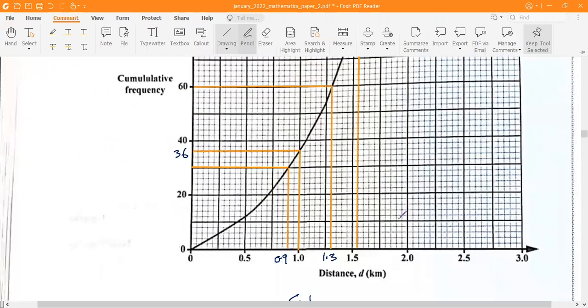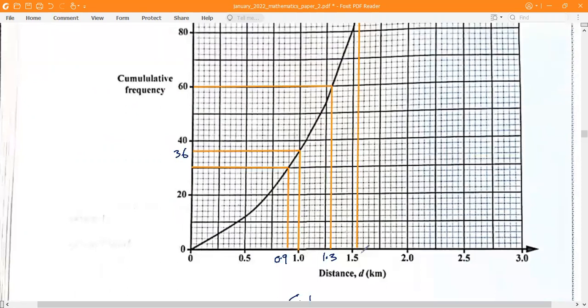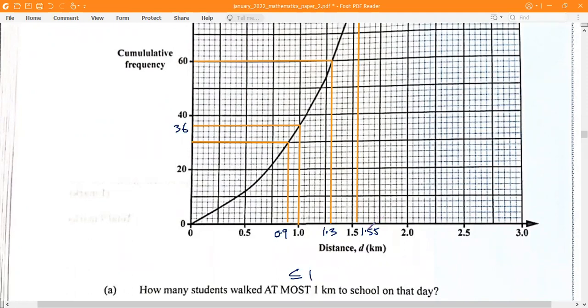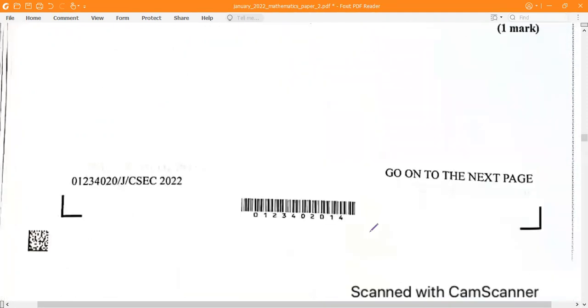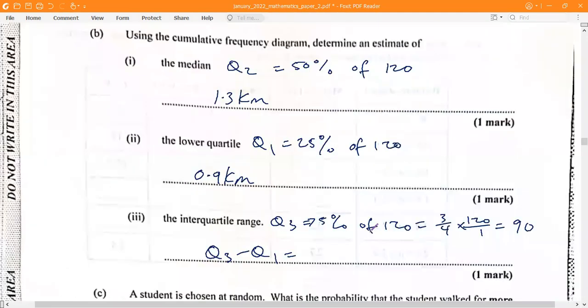So this will be 1.55, since we are going up in 0.05 at a time on the x-axis. So we have 1.55 as Q3, subtract 0.9. With our calculators, we subtract and get 0.65 kilometers.